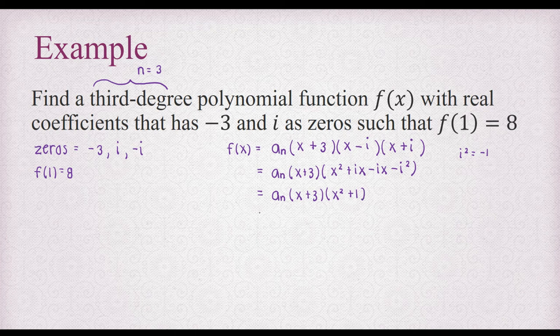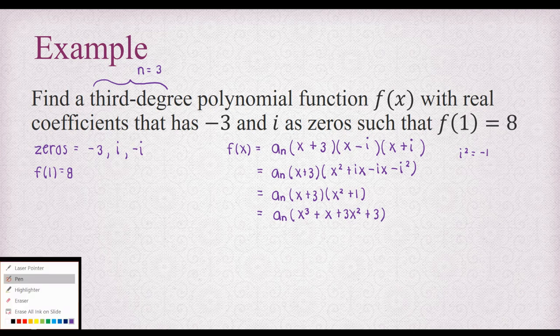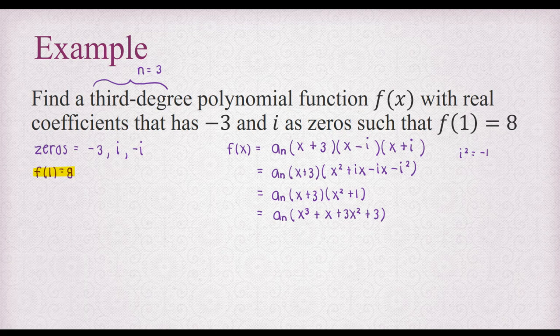I have no more imaginary numbers, so I can now multiply these two binomials together. So x times x squared is x to the third. x times 1 is 1x. 3 times x squared is 3x squared. And 3 times 1 is 3. All right. Once I've gotten to this point, now I'm going to use this information that f of 1 equals 8. That's going to help me determine what my lead coefficient a sub n is.